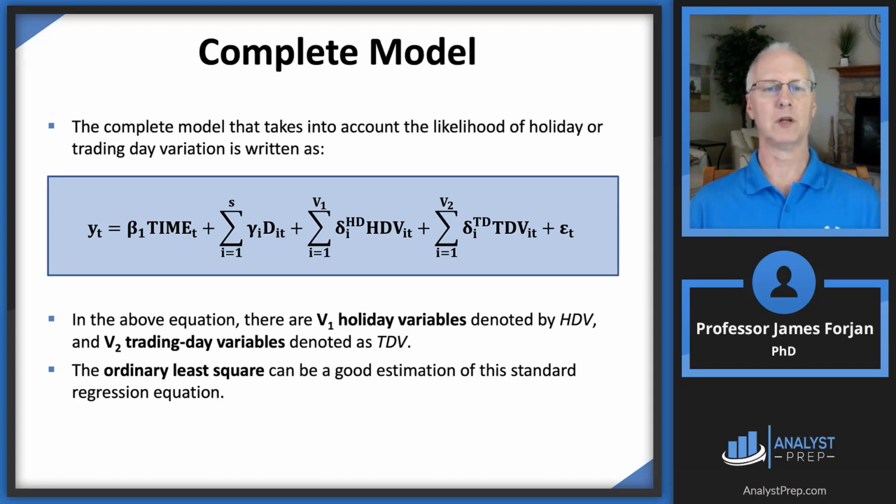So the complete model can look something like this. Over on the right-hand side of the equal sign, the model has that regular old trend variable, time variable, and then it's followed by some dummy variables, and then a holiday variable, and then a trading day variable. And you can estimate the set of linear parameters using regular old ordinary least squares that we've been doing for several chapters. And notice the holiday variables and the trading day variables go from i equals 1 all the way up to V2 or V1, and so those V's could be almost any number, I guess, maybe less than 31.